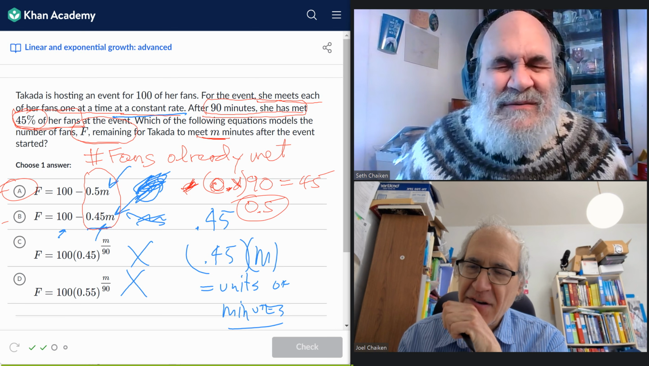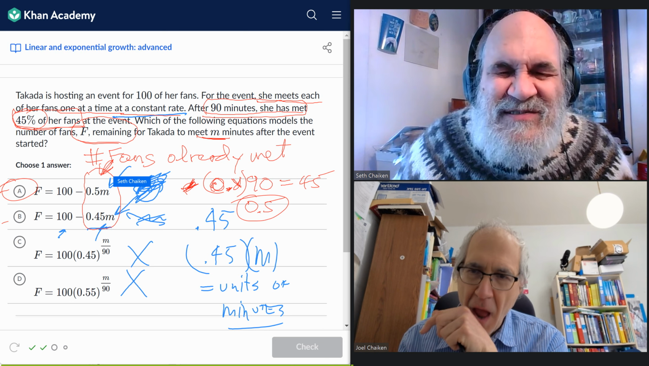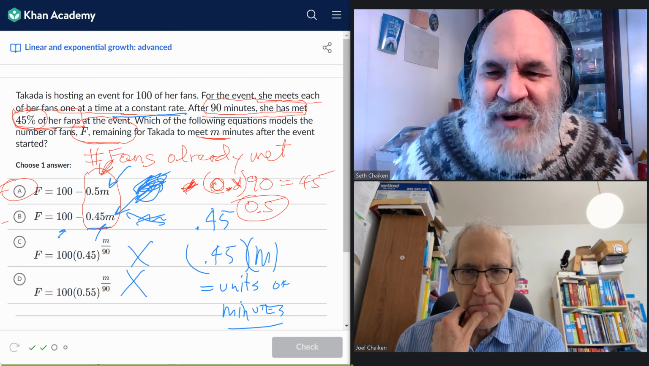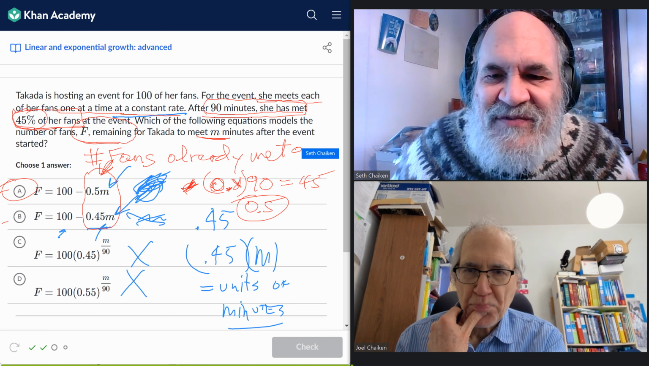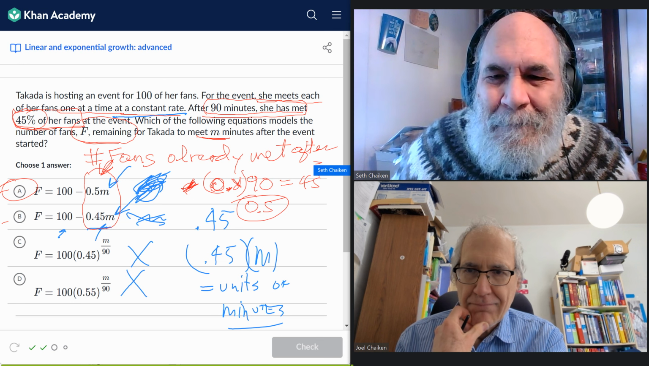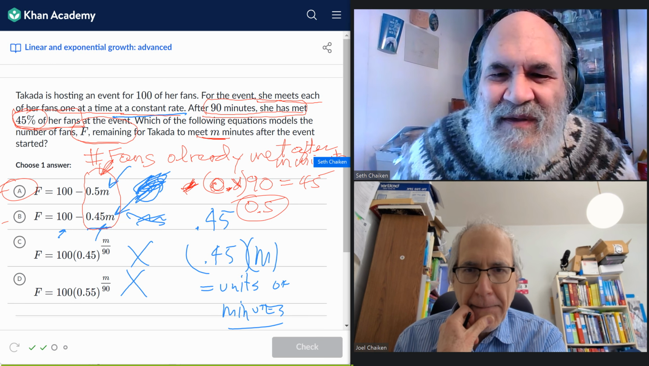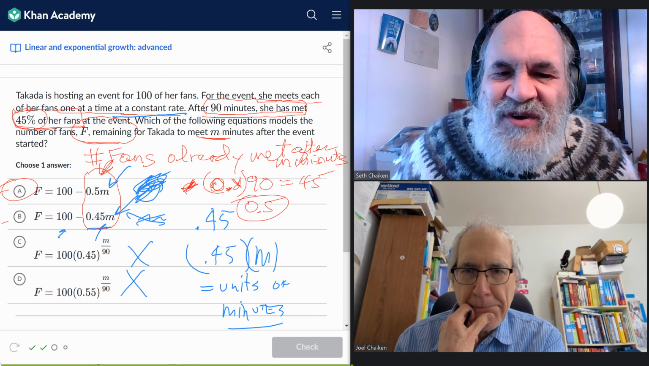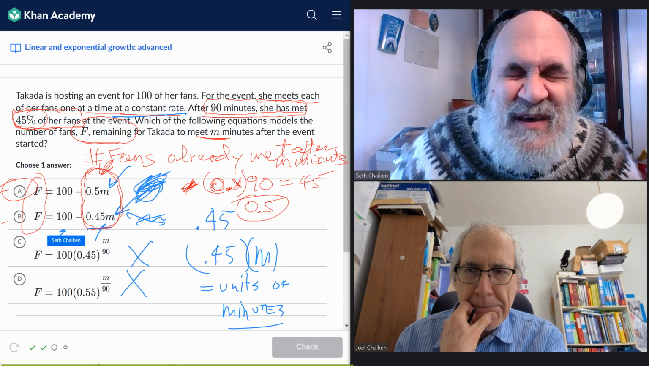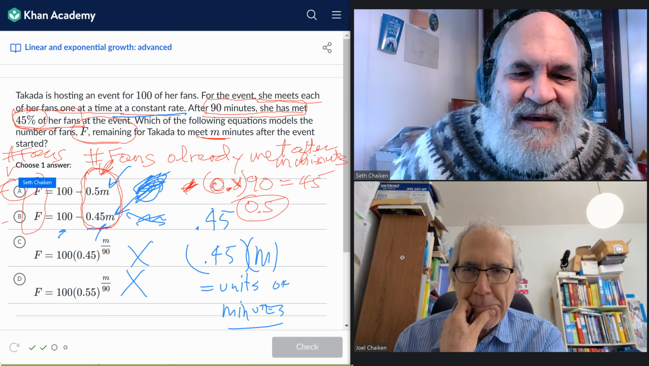After 90 minutes, I still just again. I wrote these two linear terms. Right. Are the number of fans already met after M minutes. Okay, that is the circled figures. The F's are the number of fans remaining.